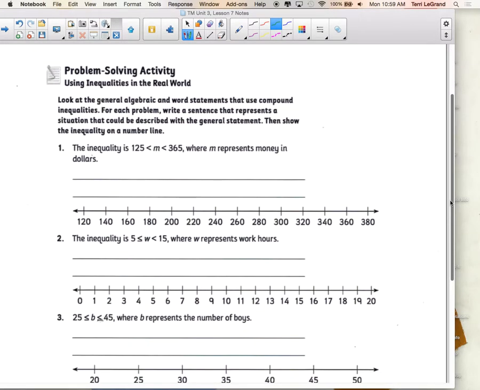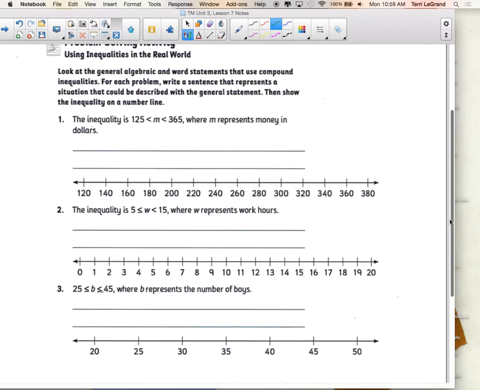We are going to have to write a situation for the compound inequality that is given, and then we're also going to show it on a graph. But they're going to kind of determine the situation a little bit for us, because in number 1 it says the inequality is, so here's our inequality right here, let's circle that. The inequality is 125 is less than m, and m is less than 365, where m represents money in dollars. Let's underline that.